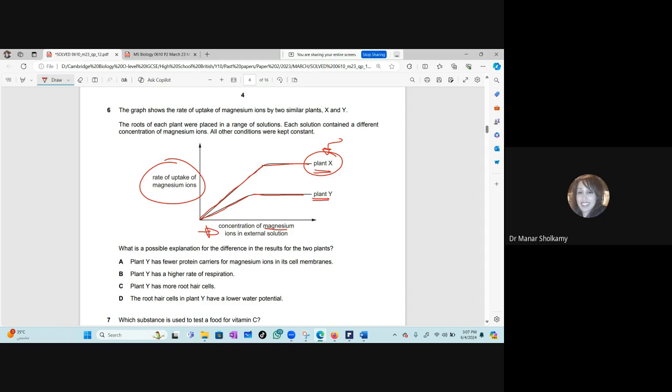What is a possible explanation for the difference in the results for the two plants? Now, before I move on, the uptake of ions, how does it happen? How is it done? Diffusion, then active transport. Yes, okay. Active transport. Put this in mind. Active transport, of course, needs energy, it needs respiration, it needs carrier proteins, and it needs a living cell membrane. So what is the possible explanation?